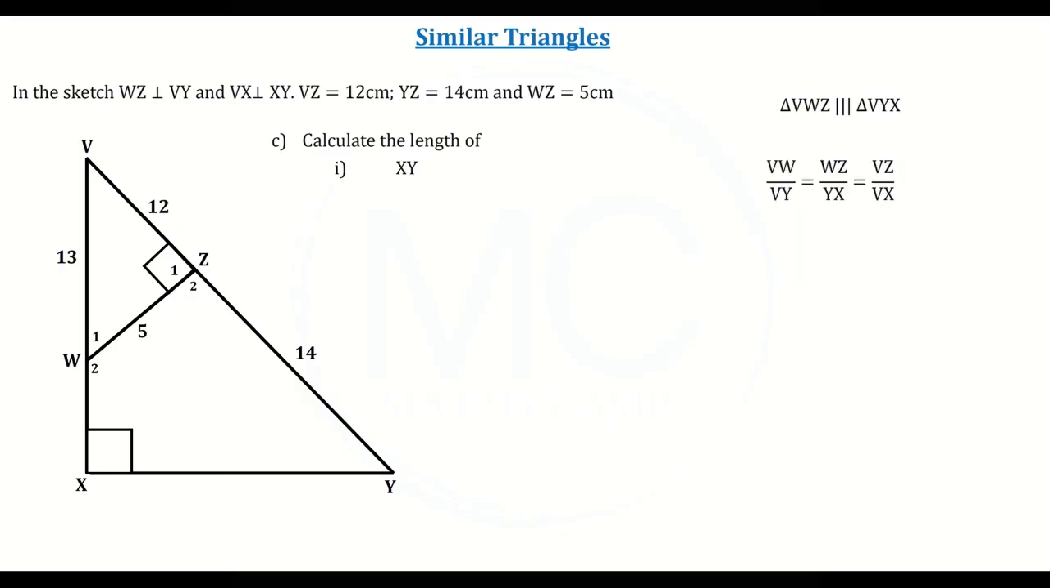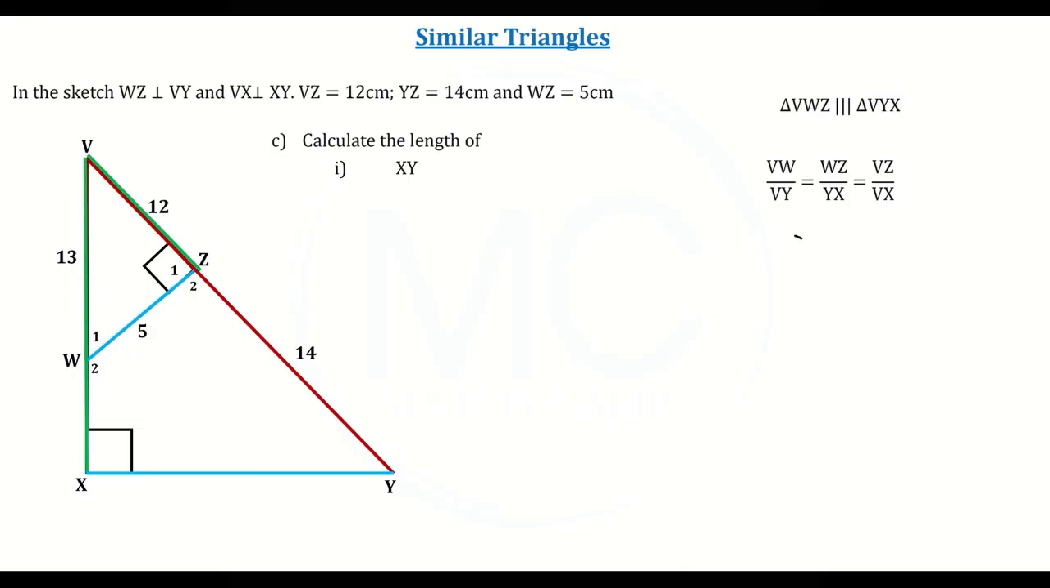Now let's mark these sides on our diagram. VW is our first side, so let's mark it in red. VY is the corresponding side, so let's mark this in red as well. Then we have WZ, let's mark the side in blue, and its corresponding side YX, so let's mark this in blue as well. The third side of the triangle is VZ, so let's mark this in green, and we can mark the corresponding side VX in green as well.